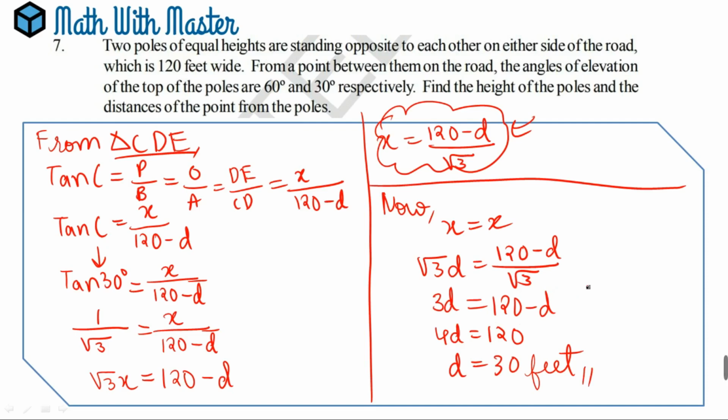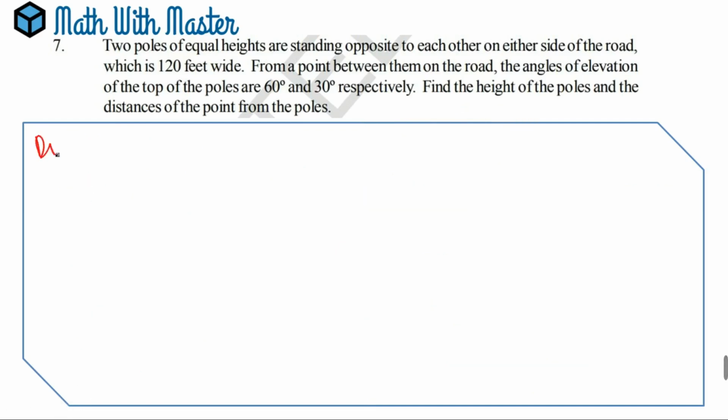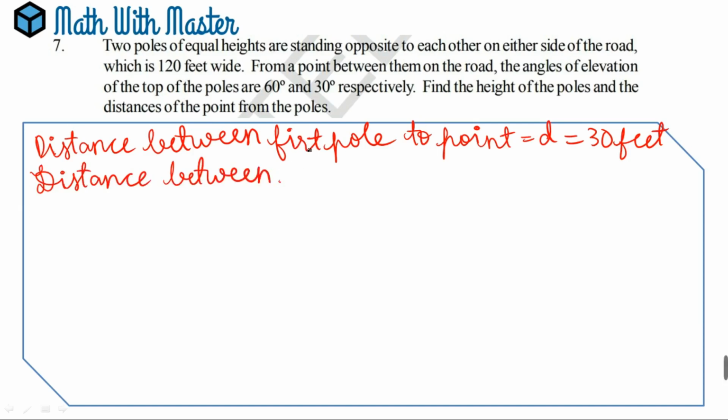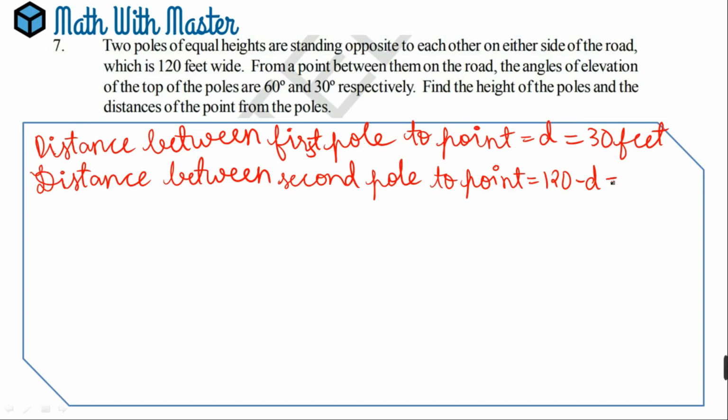So the distance between the first pole and the point is equal to D, which is equal to 30 feet, and the distance between the second pole and the point is equal to 120 minus D, which is equal to 120 minus 30, which is equal to 90 feet.